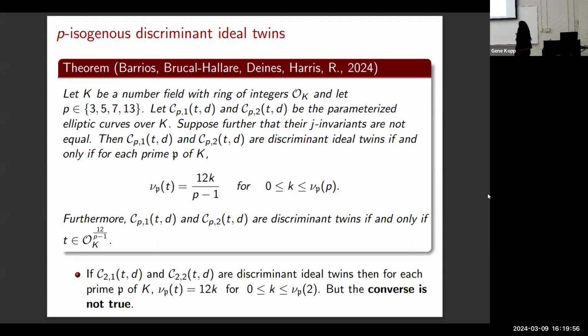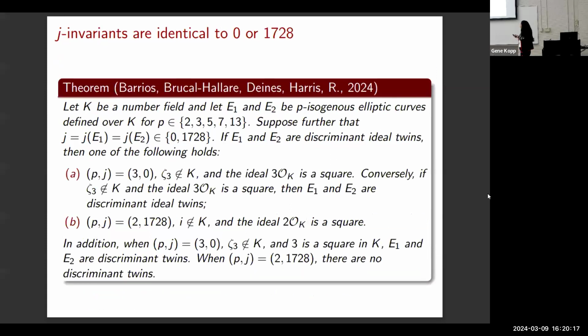Now, you can see that here the 2 is missing, right? I said 2 is a problematic prime. So for the 2, what happens is one direction is true, the other direction is not true. So we are working on finding a converse statement of this, and we have to work a little bit more towards it. We also have a J invariant 0 and 1728 case.